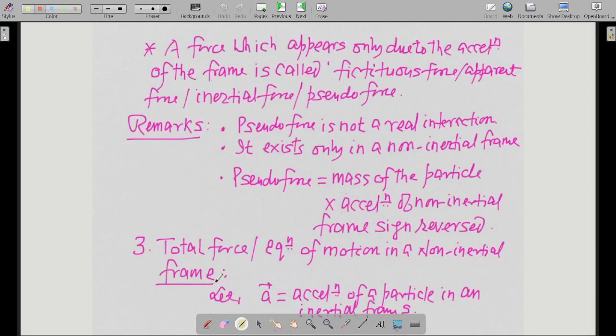Now from here onwards, the total force and the equation of motion in a non-inertial frame, we will do in the next class.